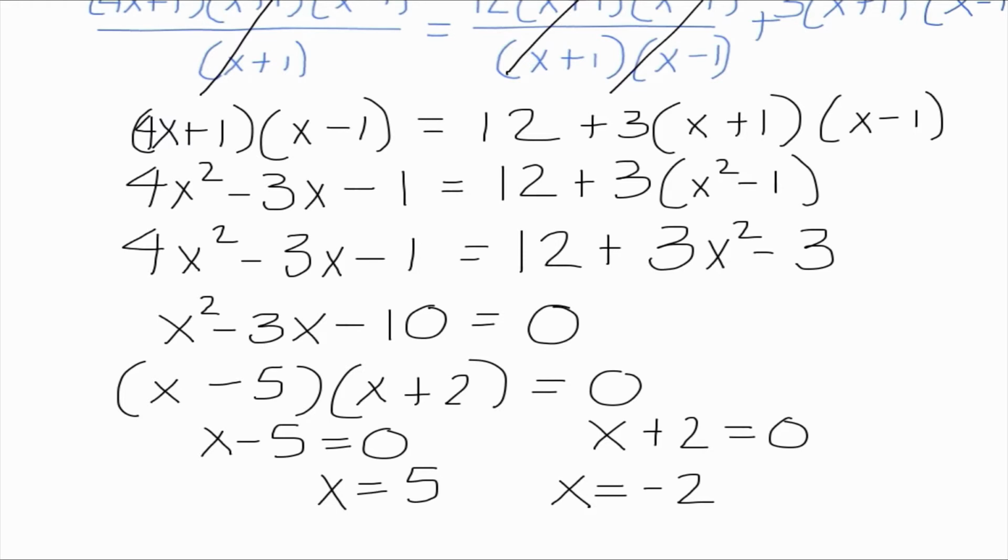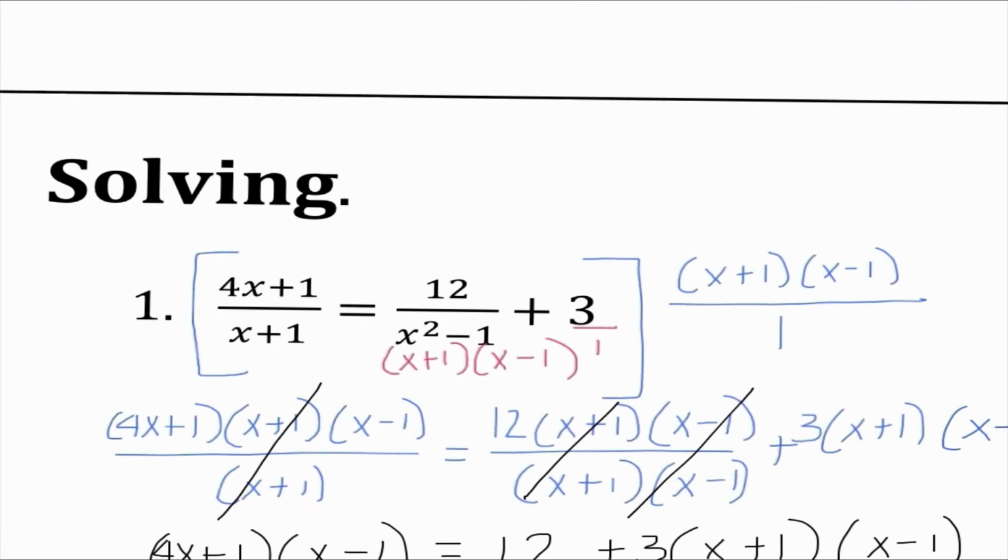Now, before I know for sure that those are my answers, I need to double check, do either of these make our denominator 0? So let's go ahead and look at that. So let's check 5 first, and I want to point out that I'm not double checking if it makes a true statement. I just want to make sure it doesn't make the denominators equal to 0. So if I put 5 into this denominator, I would get 6. If I put 5 into this one, I would end up getting 24. So neither of those is 0, so I know 5 is a solution.